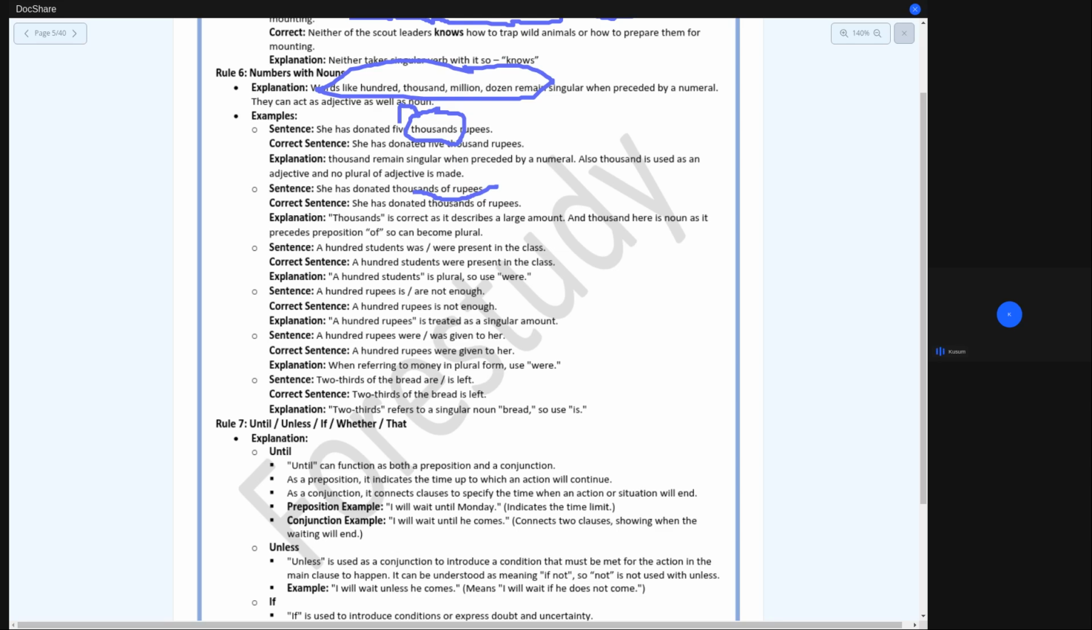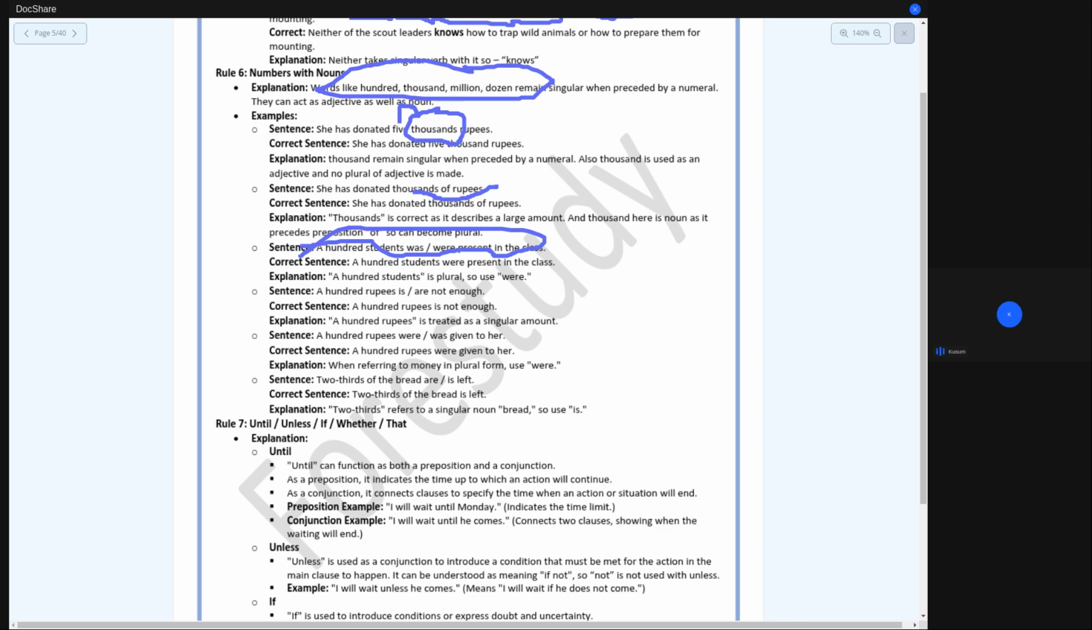So the key distinctions are: first, specific numeral plus number word plus noun, then the number word is singular: 2 dozen eggs, 10 million stars. Second, number word as a general quantity plus "of" plus noun, then the number word is plural: dozens of eggs, millions of stars. Okay? We can take one more example here: 100 students was or were present in the class.